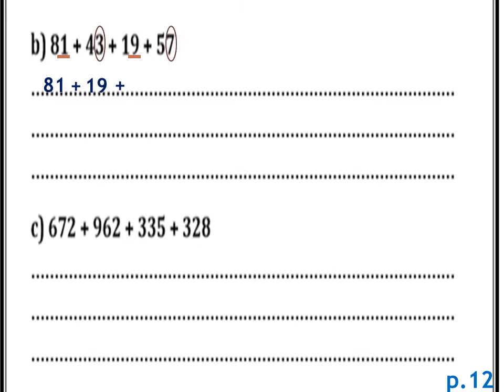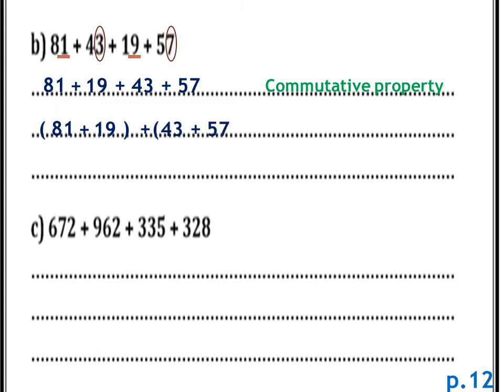3 and 7 give us 10, so put them beside each other. So 43 plus 57. And here we used the commutative property, so we have to write the name of the property. And now let's use the associative property. Put each two numbers together between brackets. So open bracket, write 81 plus 19 and close the bracket. And also plus open bracket, put 43 plus 57 together between the brackets. And here it's the associative property.